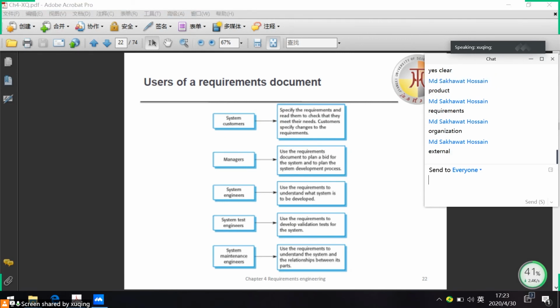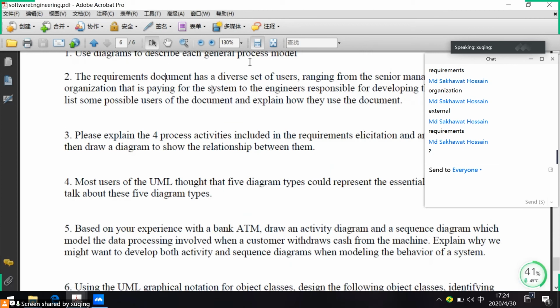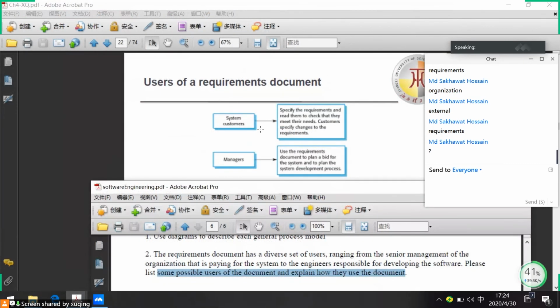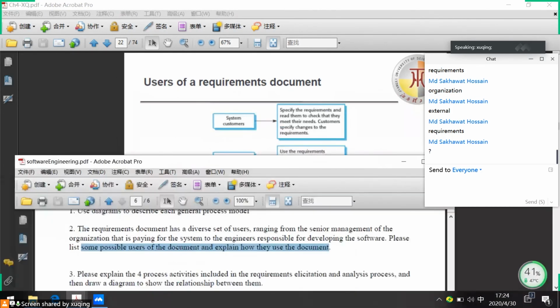Product requirements organization, external. I'm sorry, Hosan. Would you talk about... Here we talk about exercise two. This one, the possible users of the requirements document and explain how they use the requirements document. The answer is here in the PDF on page 22 of chapter 4.